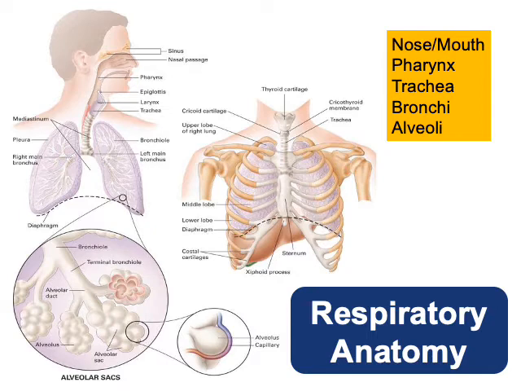You should be aware of the path of air from the outside all the way down to the alveoli. It's listed here: the nose and mouth, the pharynx, the back of the throat, the trachea, the bronchial tubes, and then the alveoli. Those are the steps, going from outside to inside.